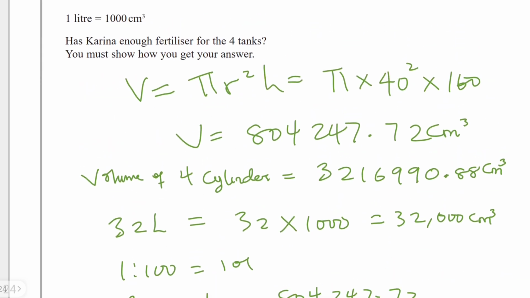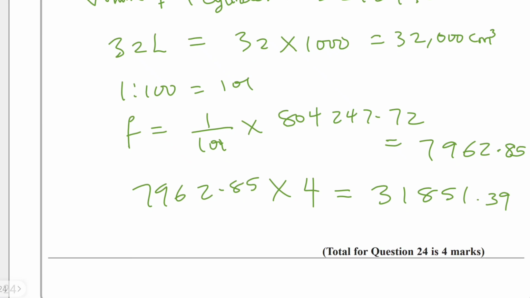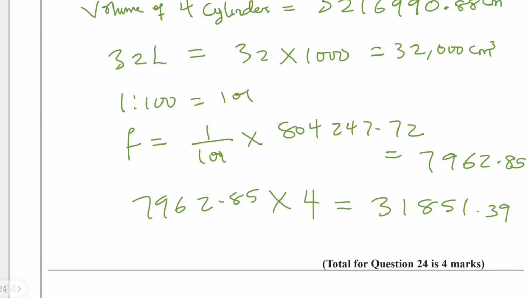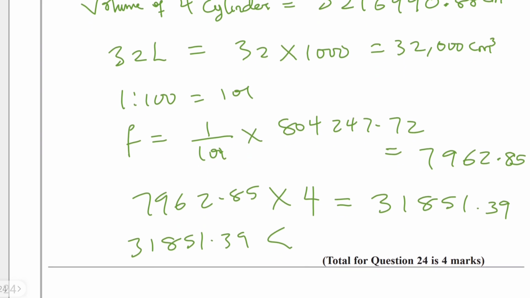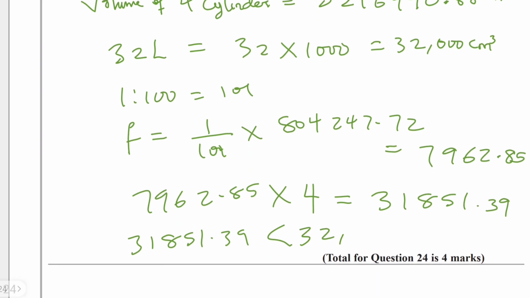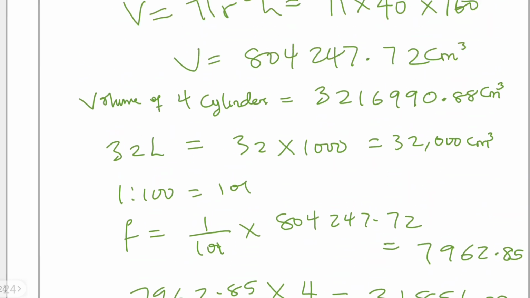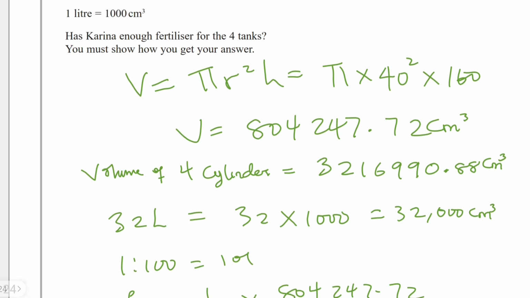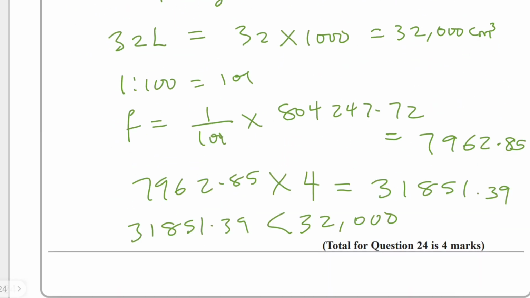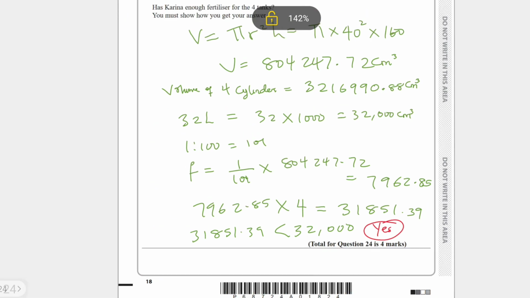So there's no need for conversion. We can see from here that the fertilizer needed is 31851.39, which is less than the 32,000 of fertilizer that we have. So that implies that Karina has enough fertilizer. So yes, she has enough.